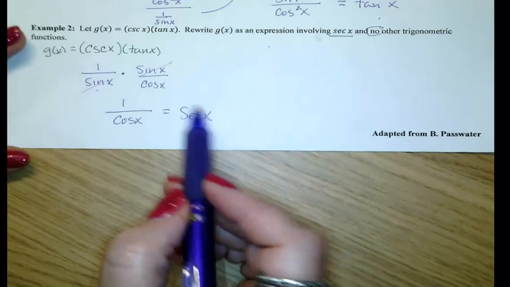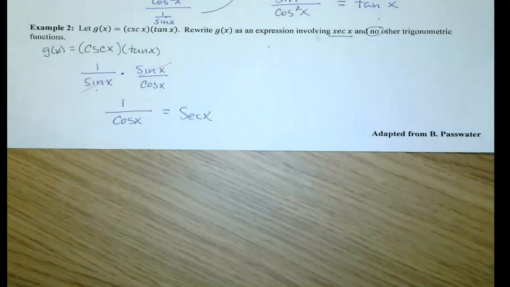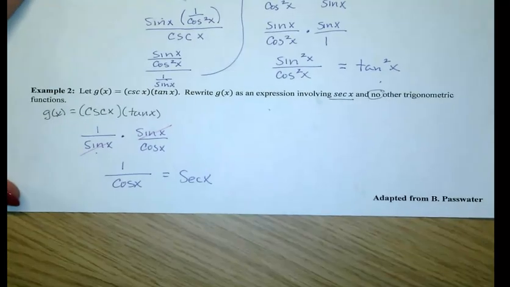So if we had values here, now that it's simplified, we could maybe even use what we know about the unit circle and be able to evaluate. All right, let's move on to the next page.